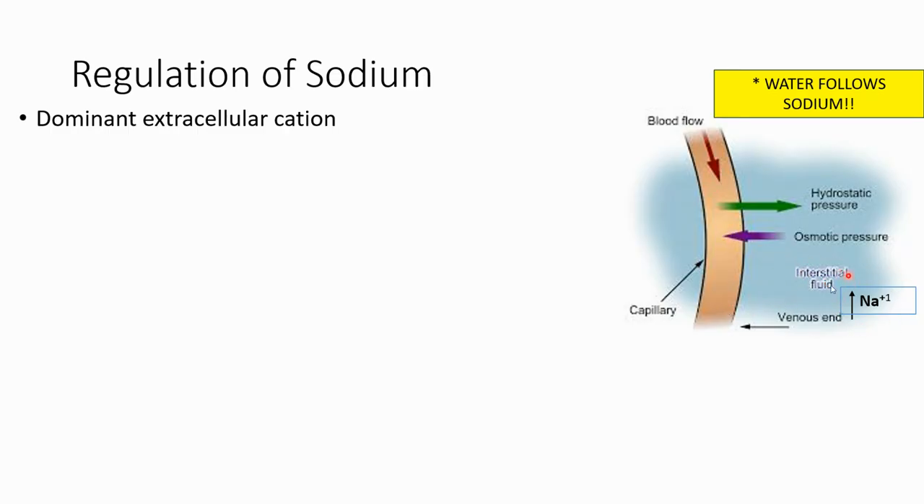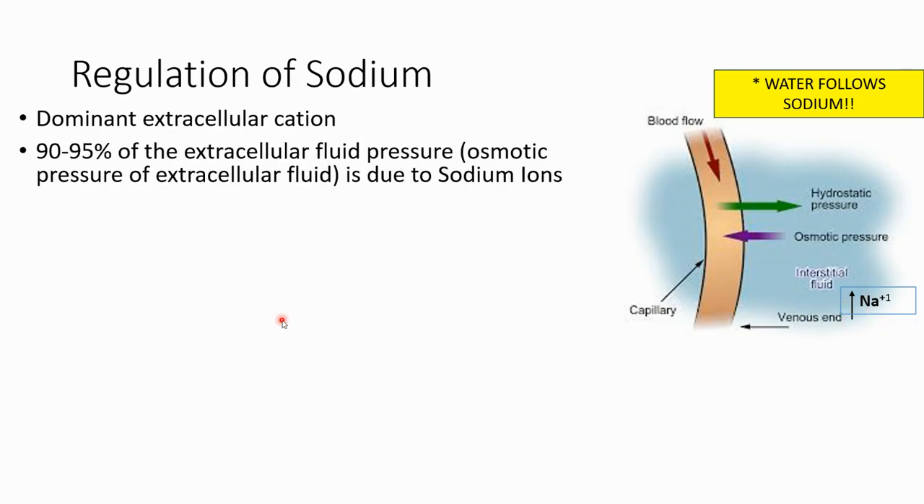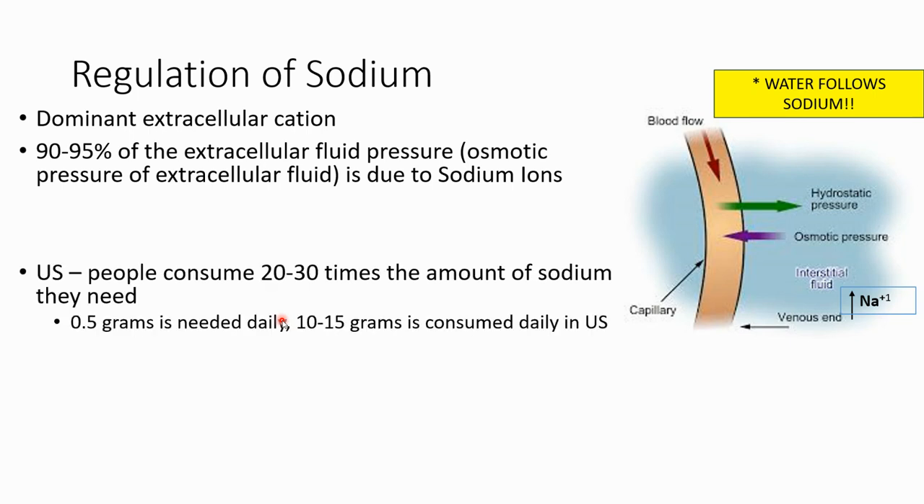So you can see right here, you've got a high sodium ion concentration outside of the cell. 90 to 95% of the extracellular fluid pressure, that osmotic pressure that we keep talking about, is actually due to sodium ions because it's the main dominant extracellular cation.